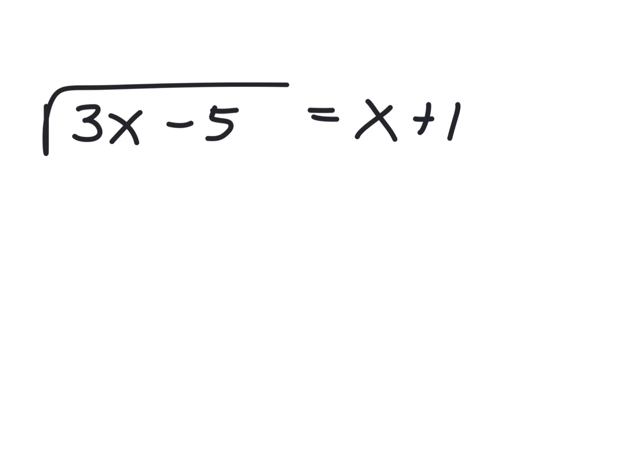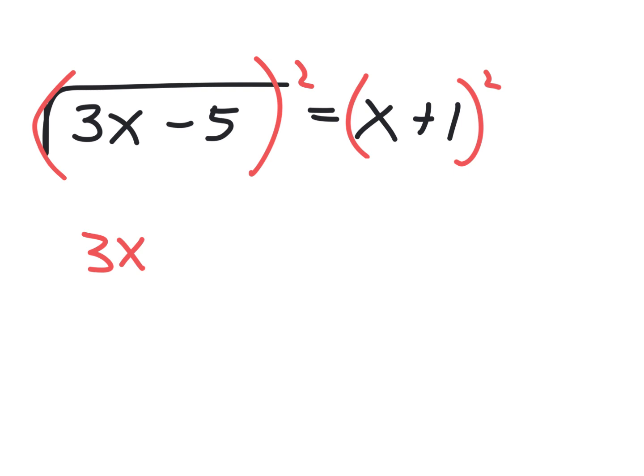I squared both sides. Excellent. So we square both sides. This just becomes 3x minus 5. Yay, easy again. This side, x plus 1, x plus 1.